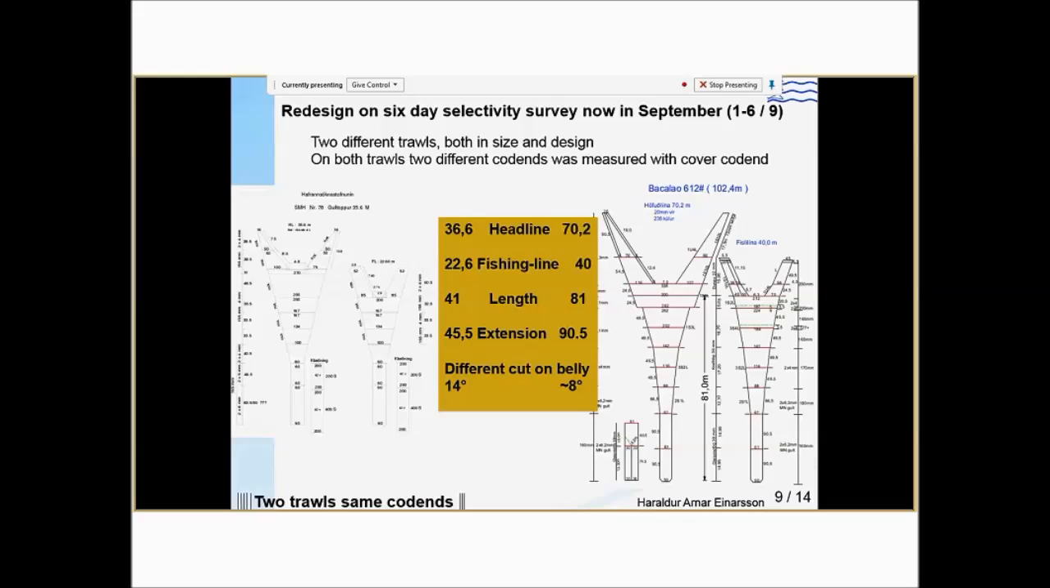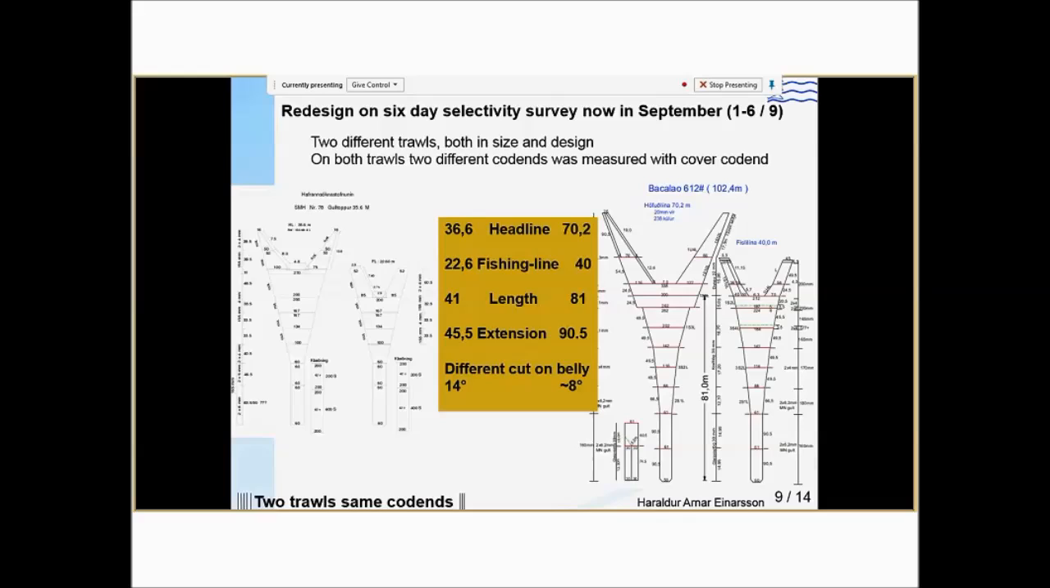Two trawls, huge difference. You can see it here. The headline on this trawl here is 36.6 meters, but the headline on this trawl is 70.2 meters. The fishing line on our trawl is 22.6 meters, but the fishing line on the other is 40 meters. The length of this trawl from the fishing line to the end of the codend is 41 meters, when the other one is 81 meters.